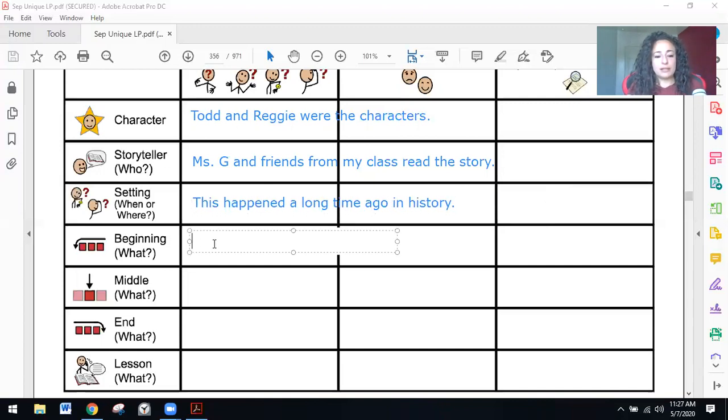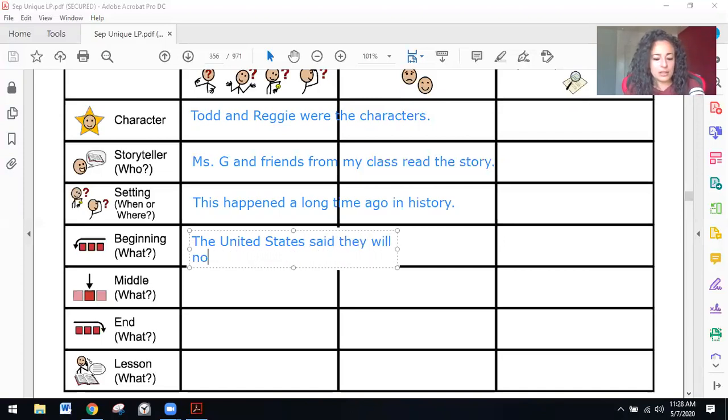What happened at the beginning? Okay, if you look in your chapter, the beginning is the start. So usually the answer is around the first page, which looks like this, which is page 33. And then in the last sentence it says that a president said slaves would be free. The United States would not have slaves, okay? So something along those parts. So we can write the United States said they will not have slaves.